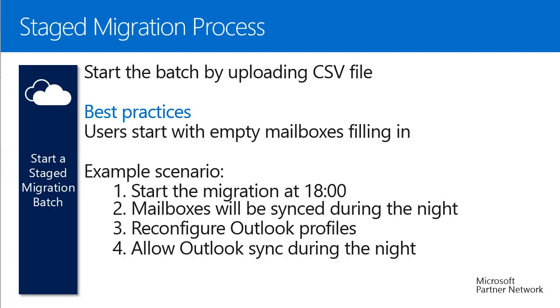The best practice for one example scenario, this is what I always suggest. You can group the people and move the groups, each night one group. So you can start this migration batch, let's say after work at 18 hours or 6 o'clock p.m. During the night, the mailbox data can be synchronized up to the cloud, and of course, in the evening, you can reconfigure the affected users' Outlook profiles.